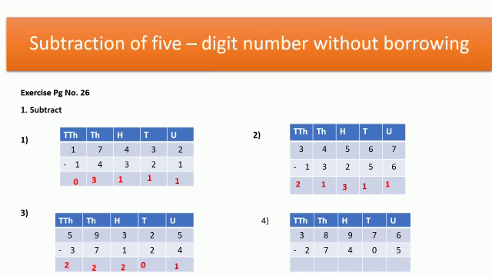5 minus 3 is 2. Fourth one, 6 minus 5 is 1. 7 minus 0 is 0. 9 minus 4 is 5. 8 minus 7 is 1. 3 minus 2 is 1.